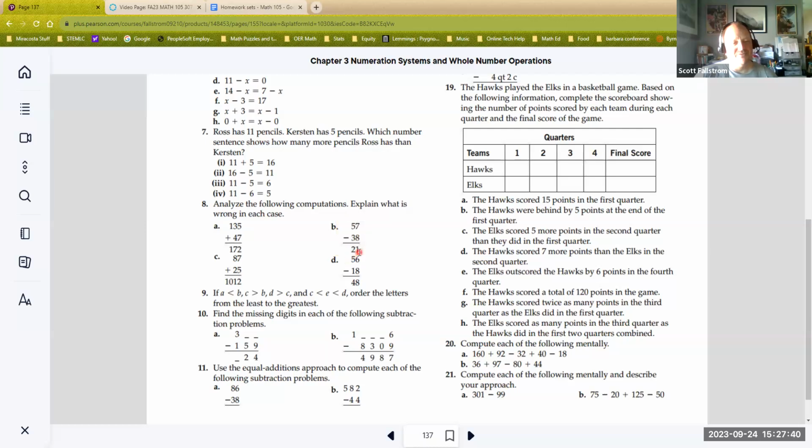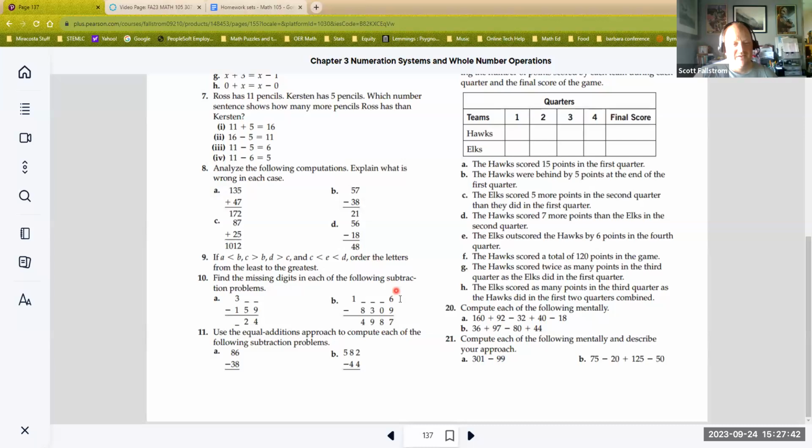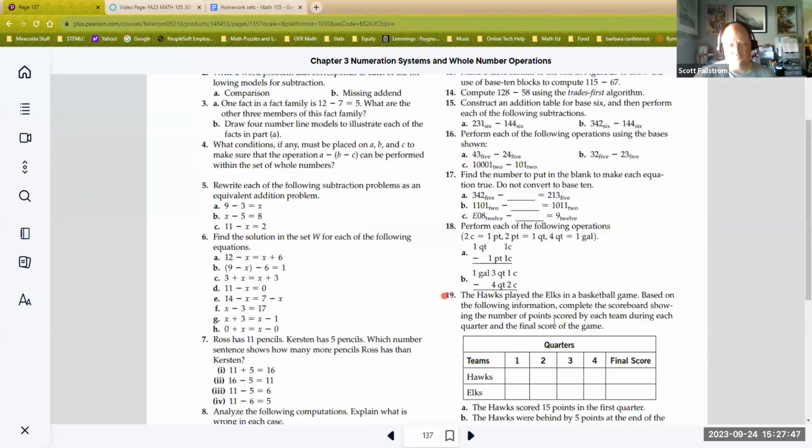All right. What's the issue? What's going well? What's not going well? And then fill in the missing digits to complete the subtraction problem. Those are kind of fun, I think.